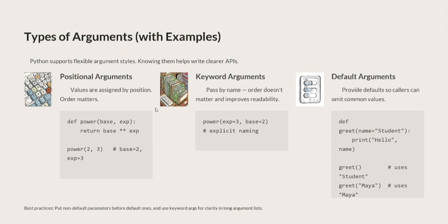Okay, so keyword arguments improve readability. When functions have many parameters, keyword arguments make the code easier to understand.